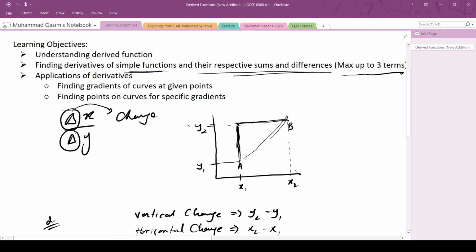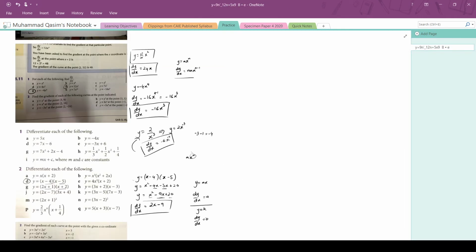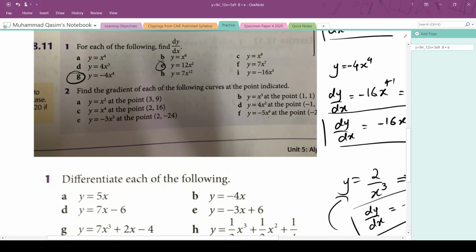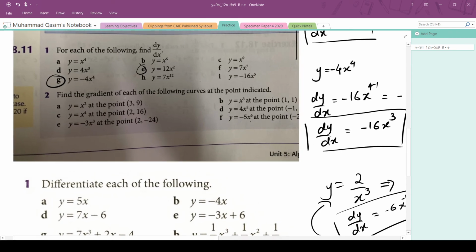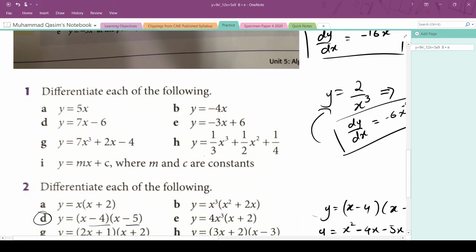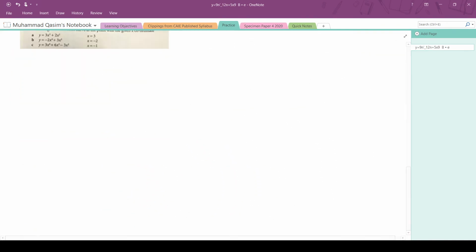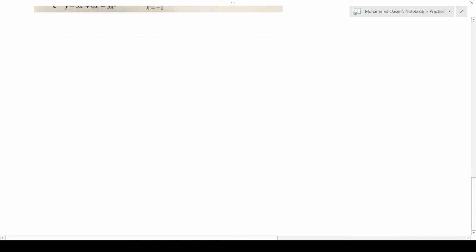Alright, now moving on towards the applications. The first application is finding gradients of curves at given points. For that, if you refer to question number 2 here, find the gradient of each of the following curves at given points indicated. Now y equals x squared. Let's do this question at the point 3, 9.